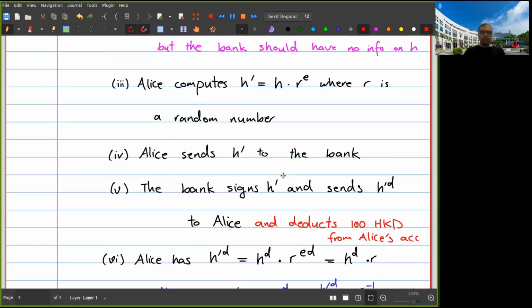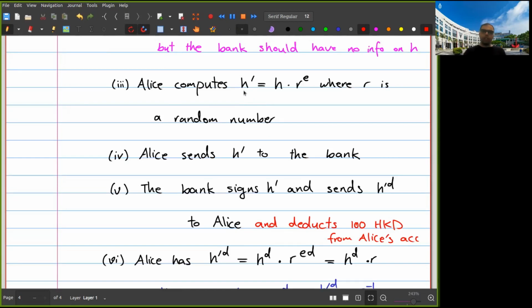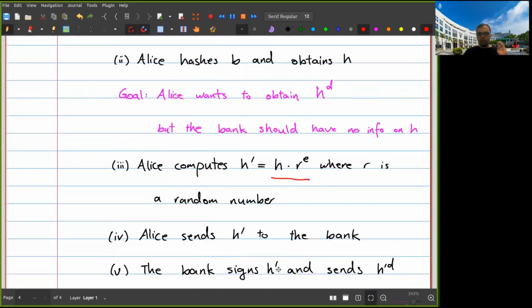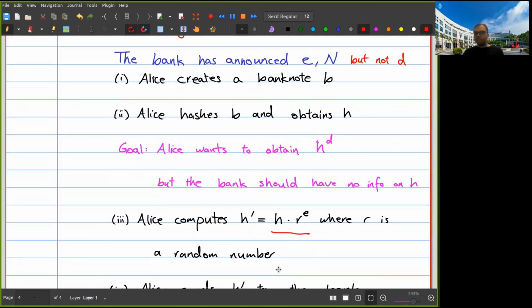So as Alice, you give the bank this particular H prime, which was crafted like this. You take some random value of R, raise it to the power of E, multiply it by the thing that you actually want the bank to sign, H. And then when the bank signs that, you just take the signature, you divide the signature by R, you get a signature on the hash that you desired. So the bank doesn't know what it signed, but you got the signature that you wanted.